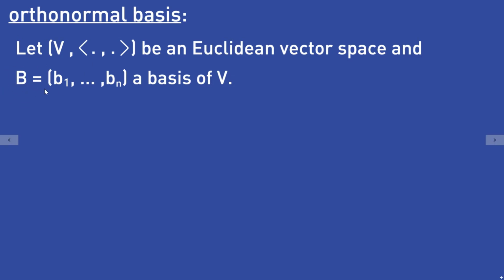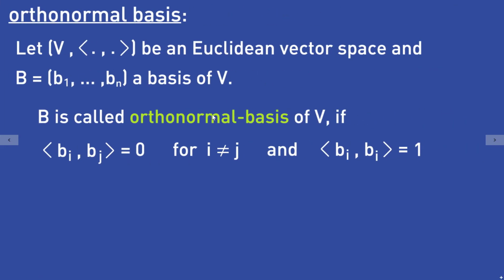Let B equal b1 to bn be a basis of the vector space V. The basis B is called an orthonormal basis of the vector space V if the scalar product of bi with bj is equal to 0 for i not equal to j, and the scalar product of each vector bi in the basis B with itself is equal to 1. That here means that the Euclidean norm of each vector bi in the basis B is equal to 1.